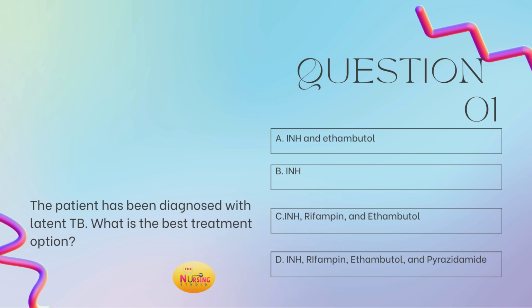Now, with latent phase, they can have the positive PPD, but the confirmatory, gold standard diagnostic exams like the chest x-ray and or sputum culture will be negative. So these patients are not contagious. They do not need to quarantine, but we still do treat. And so you treat them with the INH, rifampin, and ethambutol, okay?